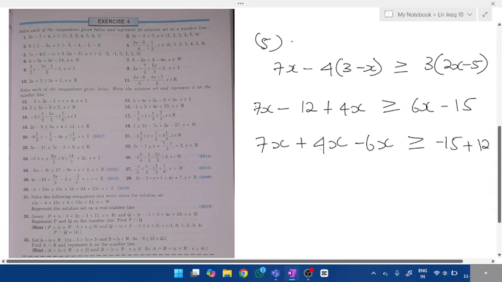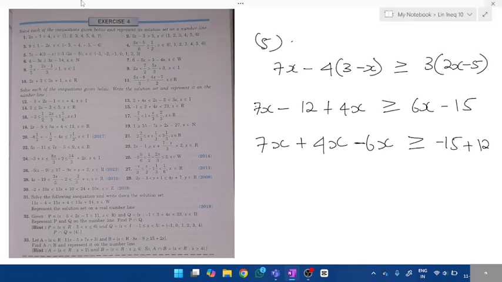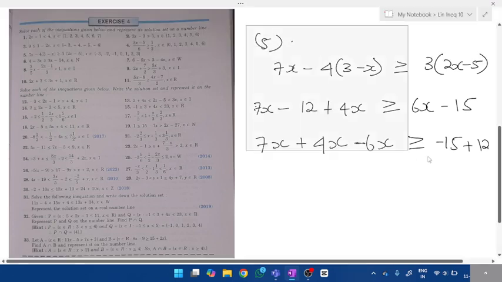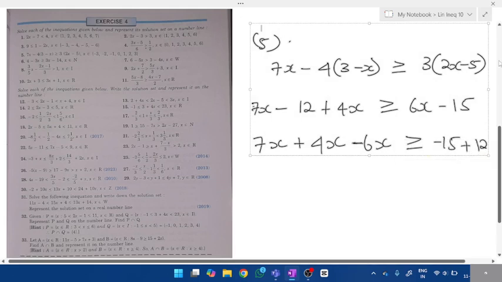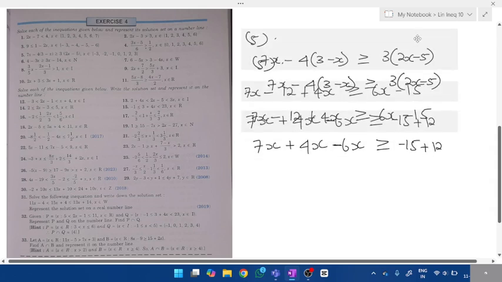7x plus 4, 11. 11 minus 6, 17x. 17. X. If you do like this, check properly, Naomi. You're in 10th standard, the values.